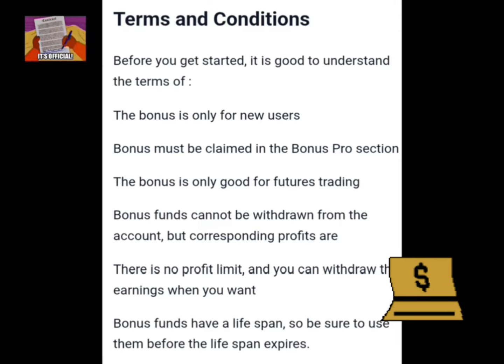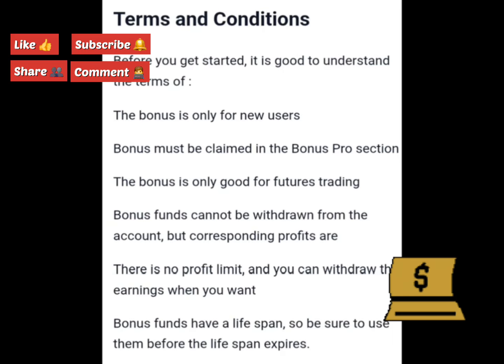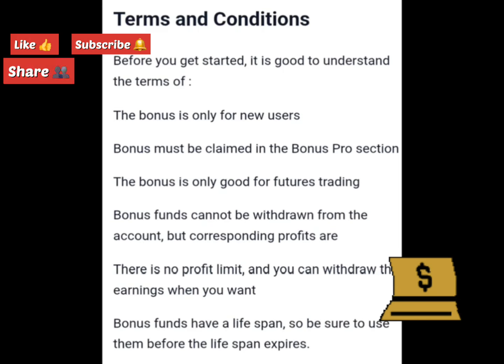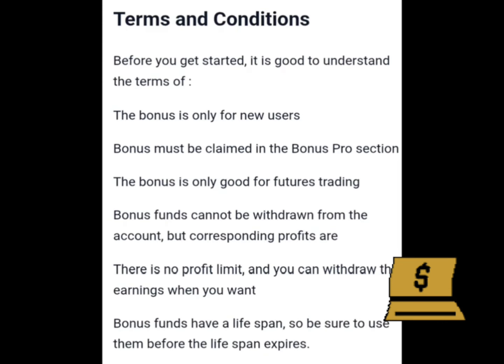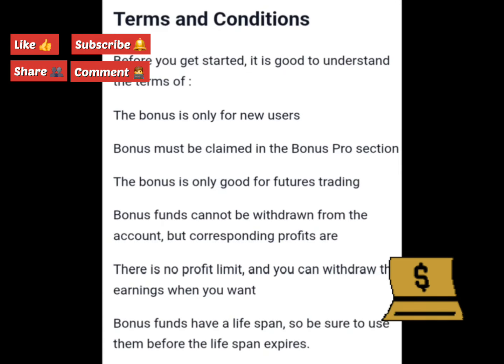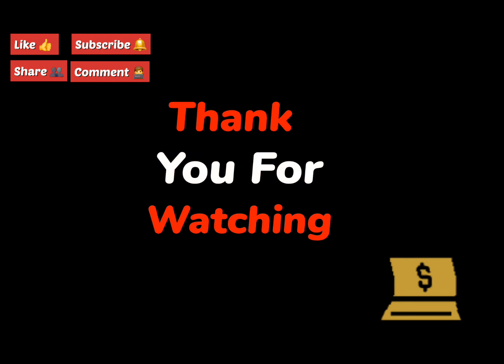And you could see bonus funds have a lifespan, so be sure to use them before the lifespan expires. That's to simply show you that you need to claim this account as fast as possible before this account runs out of claim and before it expires, because currently it's still available for claim. Before this account runs out of claim, make sure to claim it so that you just follow this instruction and you could start trading with this account as straightforwardly and as fast as possible. This is what you need to note about getting this $100 account.